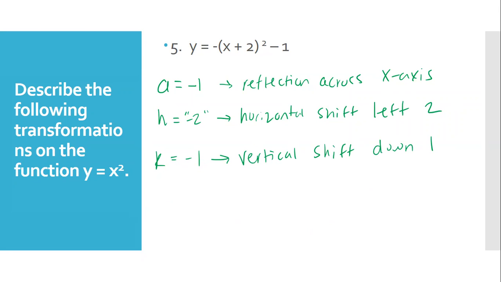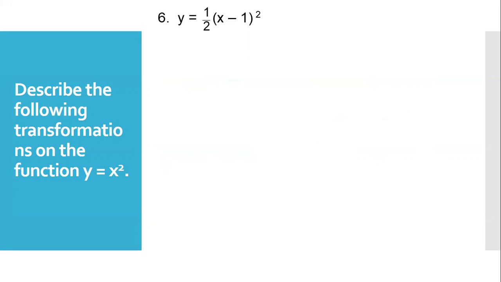How do you feel about analyzing the transformation? Good, bad, okay? Are you ready to try another one? Oh, perfect. So on the second one, we're going to identify our A, our H, and our K. What is the A here? 1/2. What is the H? 1. And what is the K? 0. Perfect. So A equals 1/2.